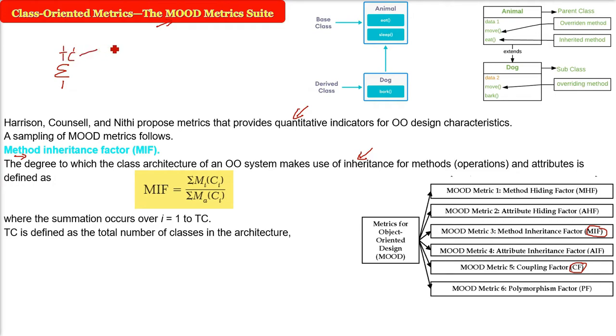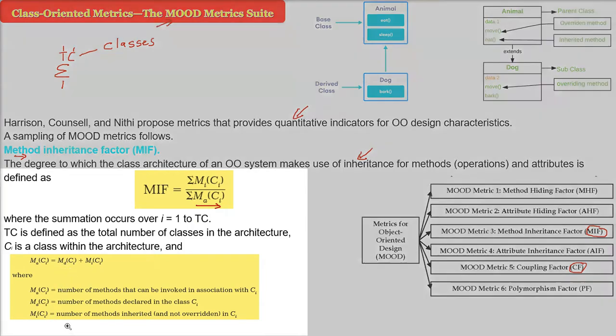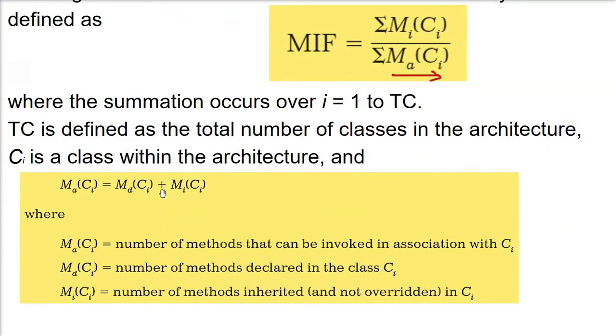So TC is defined as the total number of classes in the overall structure, which is the architecture of the software, that is the design. Okay. Now this Ci, what you see here, is a class in this architecture. So this MA(Ci), which is the denominator, how do we define it? And even the numerator we will see. Actually, the denominator is MD(Ci) plus MI(Ci).